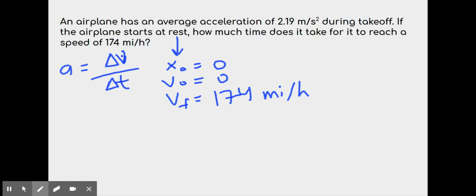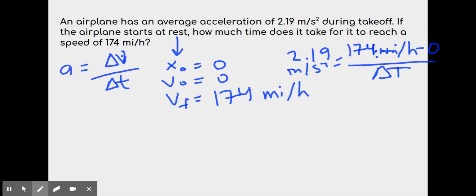So we have the acceleration. Oh, and we have V final and V initial. So we can go ahead and calculate delta T. This should be pretty straightforward. 2.19 meters per second squared equals delta V, which is 174 miles per hour, minus 0, over delta T. I am not even sure that y'all can read that, and I'm so sorry again.